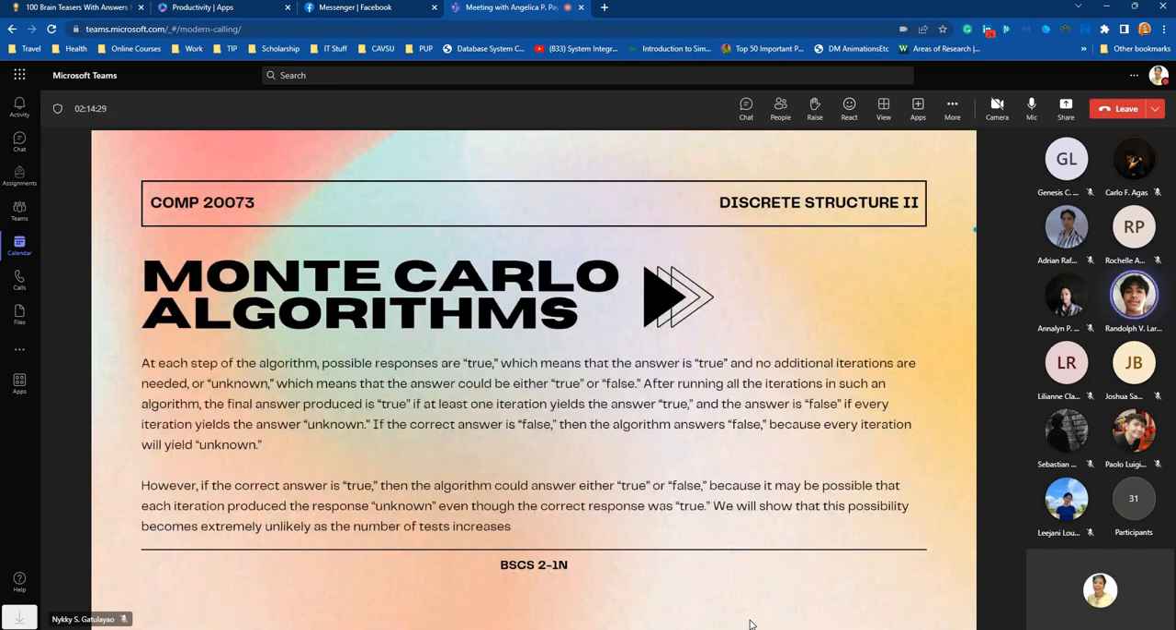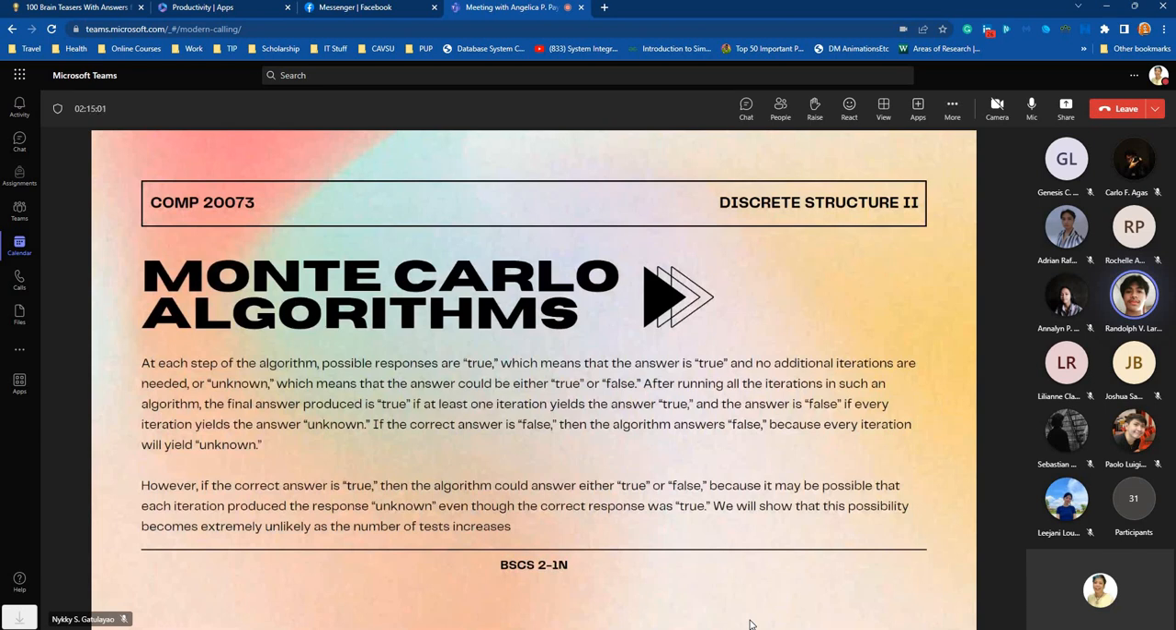So at each step of the algorithm, possible responses are true, which means that the answer is true and no additional iterations are needed, or unknown, which means that the answer could be either true or false. After running all the iterations in such an algorithm, the final answer produced is true if at least one iteration yields the answer true, and the answer is false if every iteration yields the answer unknown. If the correct answer is false, then the algorithm answers false because every iteration will yield unknown.